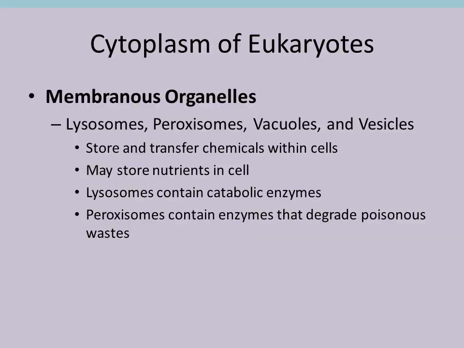You have additional membrane-bound organelles like lysosomes, peroxisomes, vacuoles, and vesicles. These are often storing various chemicals or transferring chemicals within the cell. They may store extra nutrients. The lysosomes are often referred to as the recycling center because they contain very highly digestive enzymes that will break down anything that it comes in contact with. The peroxisomes contain enzymes that can help break down various waste products.